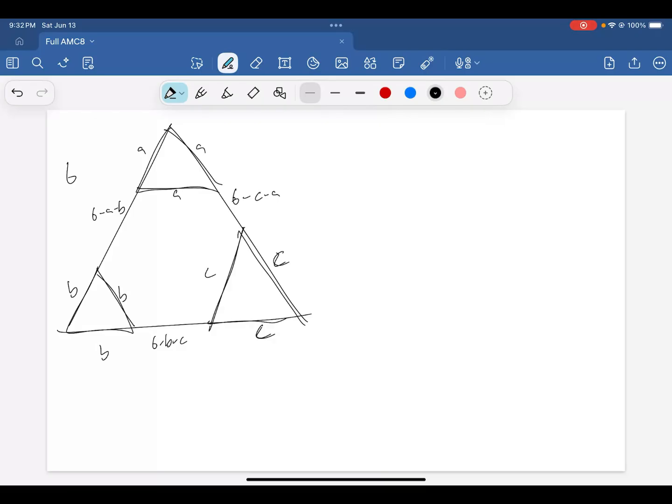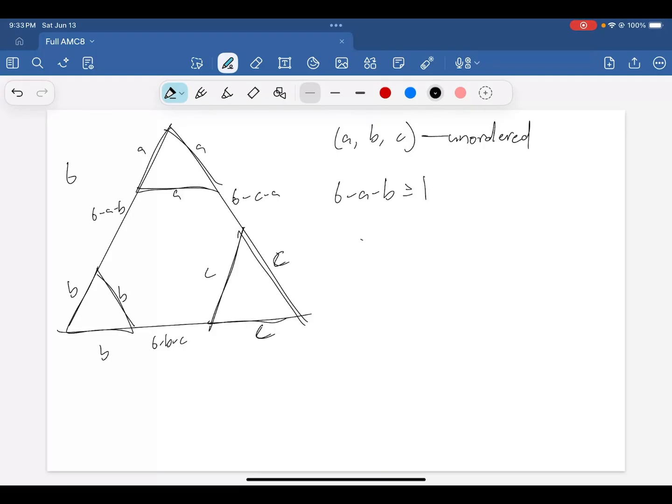For each choice of A, B, and C, you get a different hexagon. So we can just find the number of A's, B's, and C's there are. Once again, rotations and reflections are not the same. So we pretty much want to find all ordered triples of A, B, and C that work. We also know that they're positive integer side lengths, which means each of these, 6 minus A minus B, is at least 1.